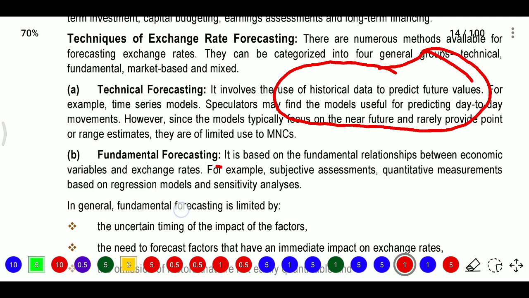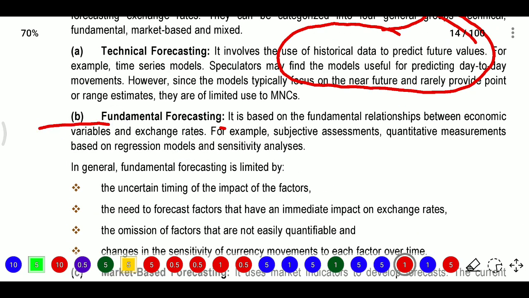Whereas fundamental forecasting is based on the fundamental relationship between the economic variables and exchange rates. So they will see the relationship between the economic variables and exchange rates. For example, subject to assessments, quantitative measurements based on regression models and sensitivity analysis will be considered here. Based on that, we will get one idea and we will predict the future value.